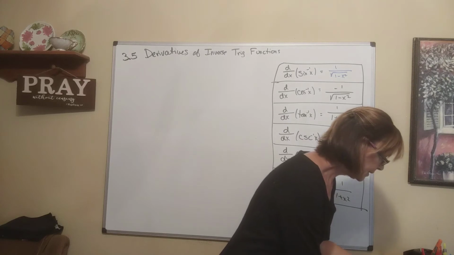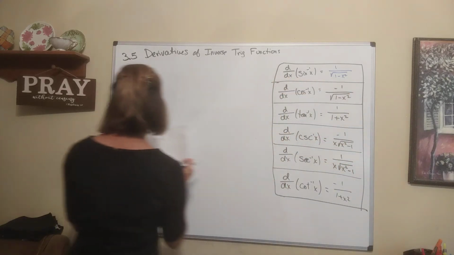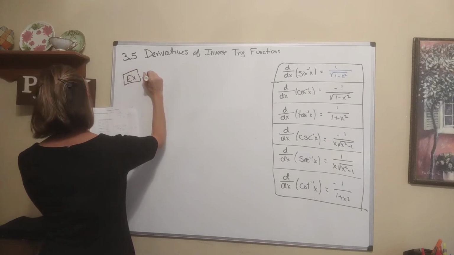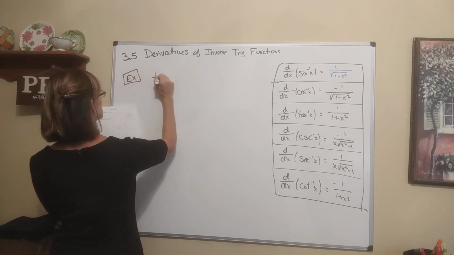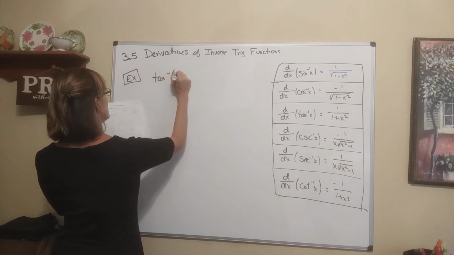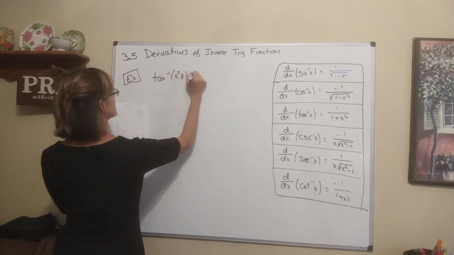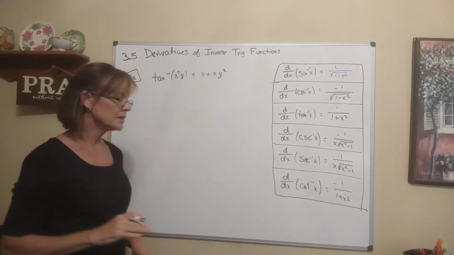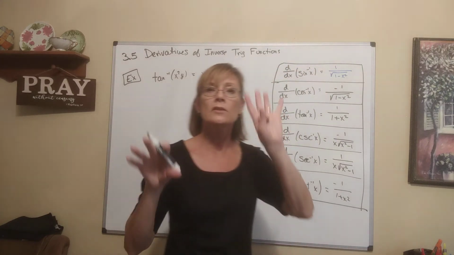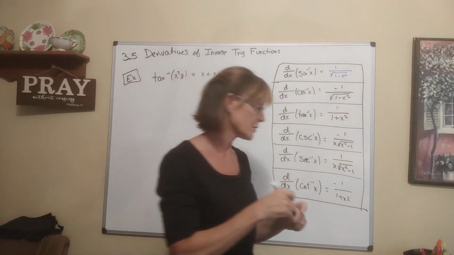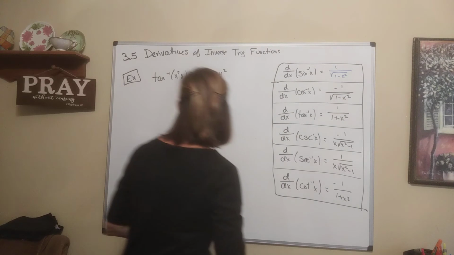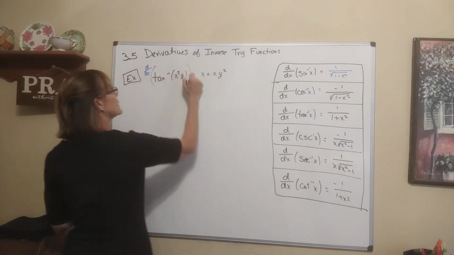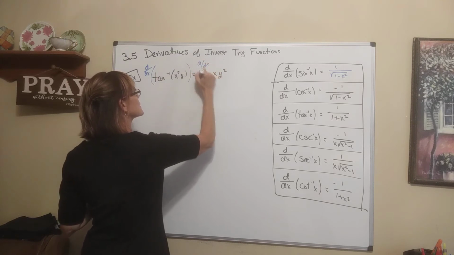Find dy/dx by implicit differentiation. Now we know what that is, and so they ask us to find dy/dx for this function: the tangent inverse of x squared y is equal to x plus x y squared. Implicit differentiation is the process of taking the derivative of both sides and solving for y prime. So that's what we're going to do. d/dx over here, d/dx over here.